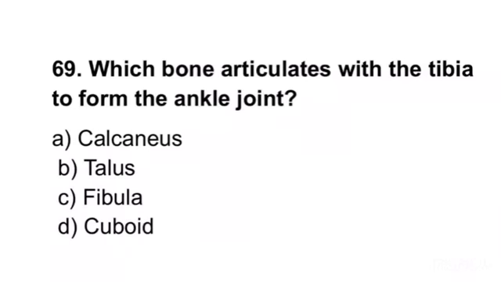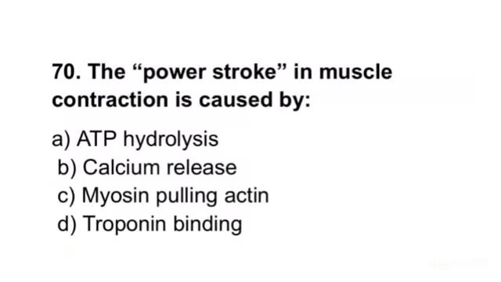69. Which bone articulates with the tibia to form the ankle joint? A. Calcaneus. B. Talus. C. Fibula. D. Cuboid. Answer, B. Talus.